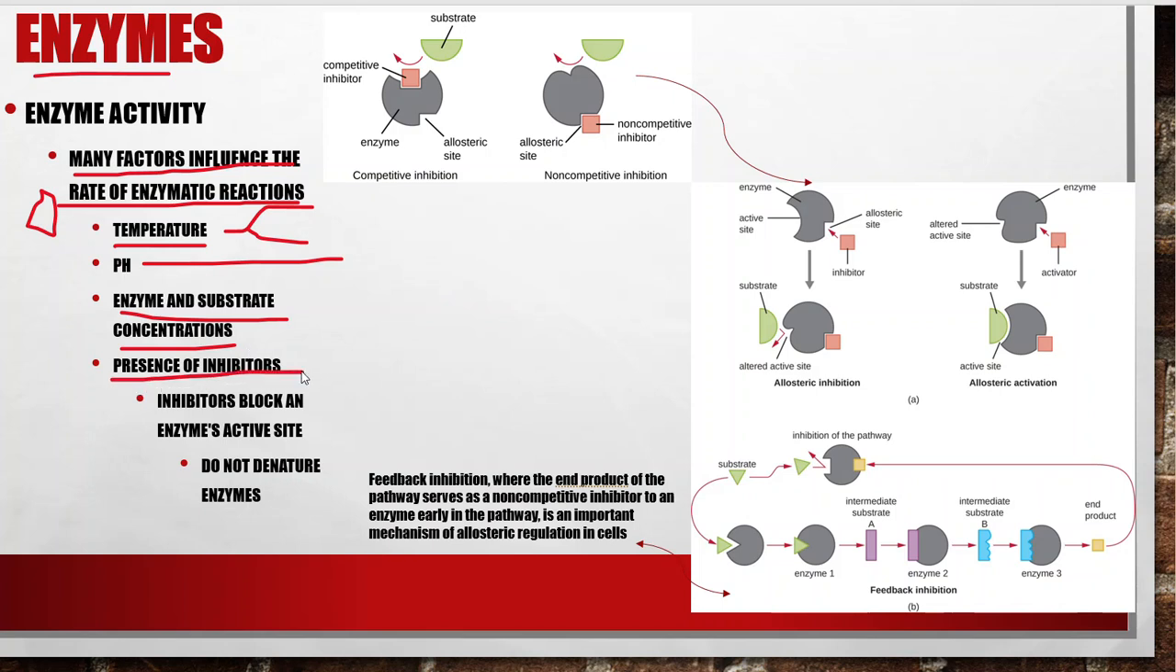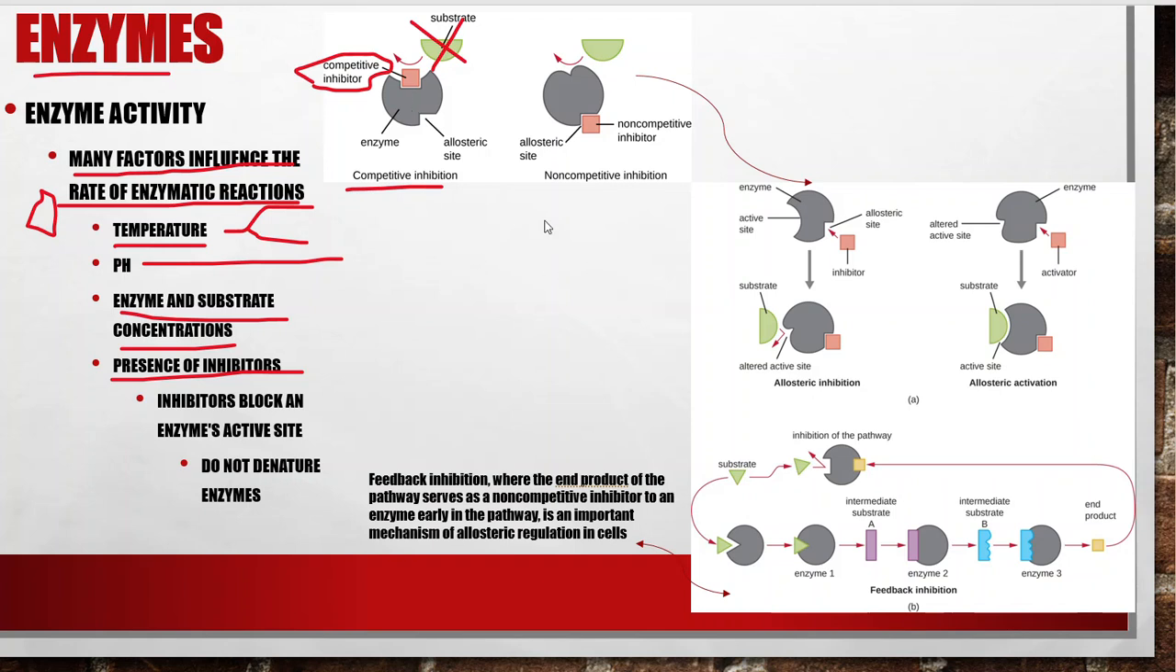Another thing is the presence of inhibitors. And again, this can be a control mechanism for these guys. A competitive inhibitor will sometimes block the active site on an enzyme, and if it's blocked, the substrate can't get in. That's called competitive inhibition. It outcompetes the substrate for those binding sites.